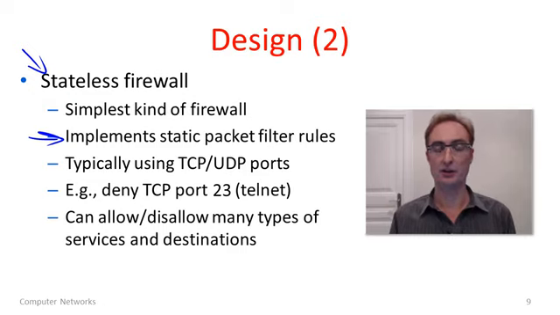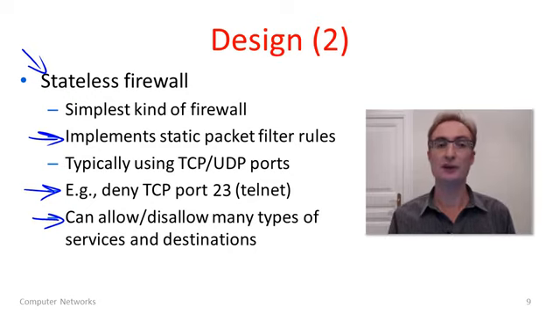Now, you can only filter on the attributes of packets, so typically these rules will use things like TCP and UDP ports as you peek inside the packets as they go through the firewall. This will allow you to allow or disallow different kinds of services or destinations across the network and so forth.